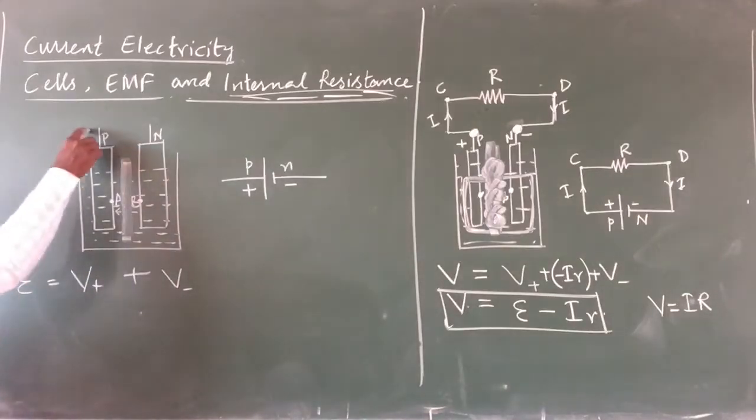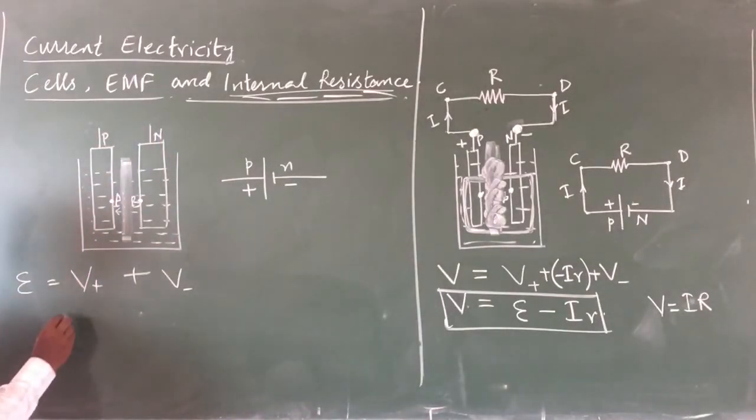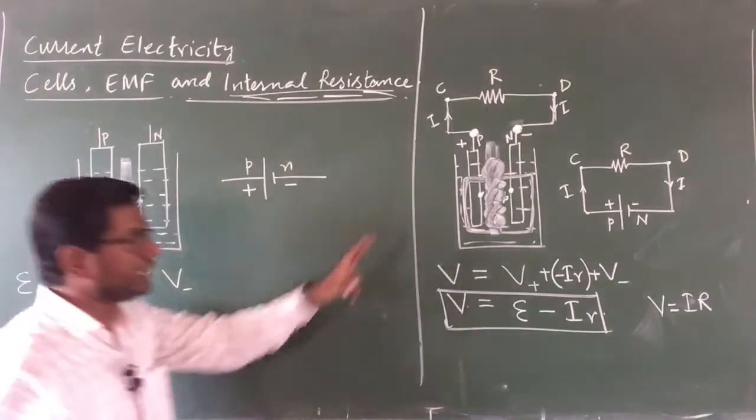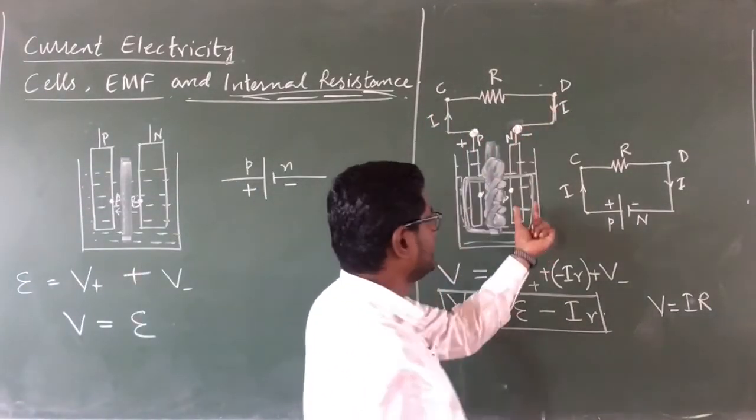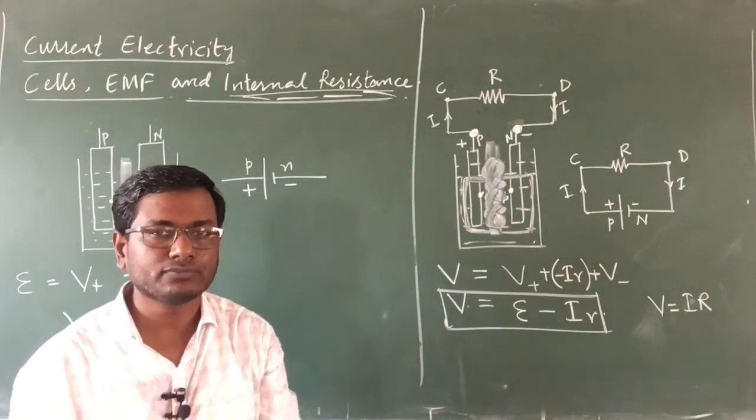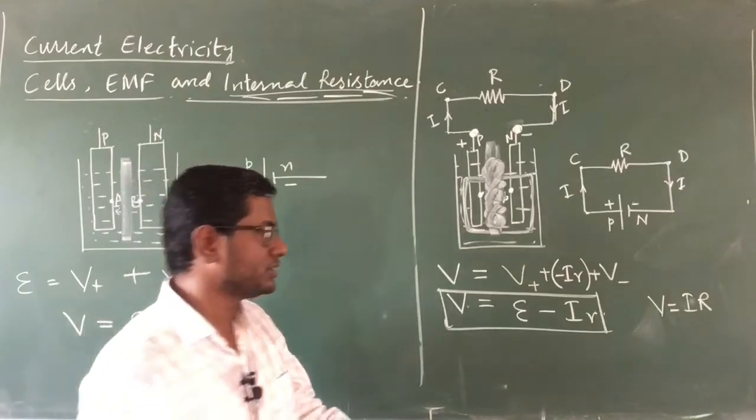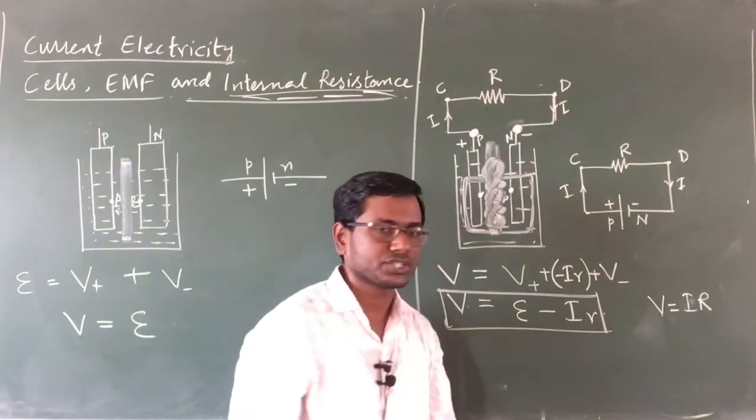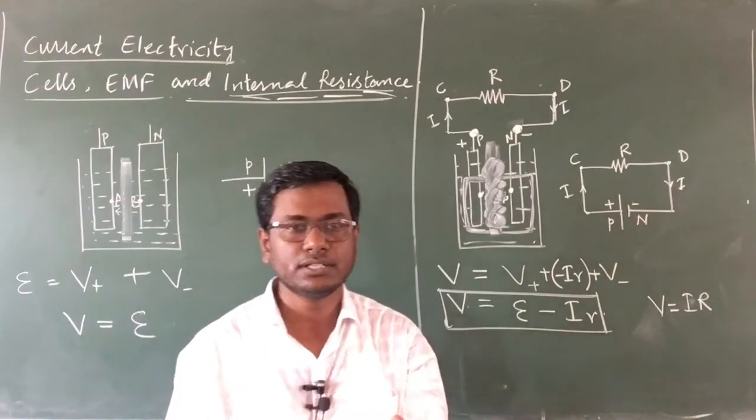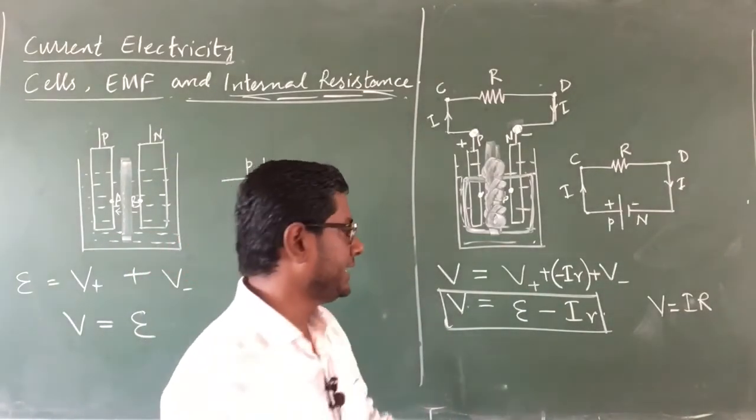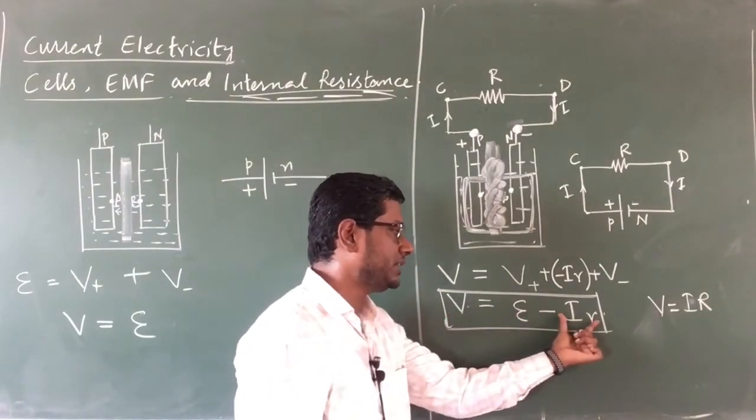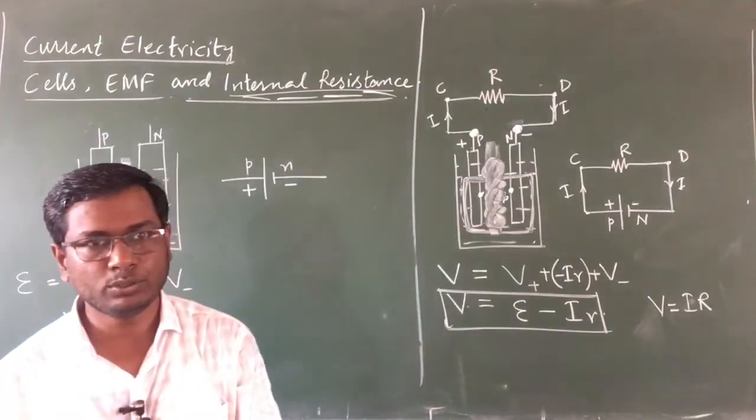If I want to calculate the terminal potential difference here, it will be V equal to epsilon directly. But when the current flows, the ions will move. There will be some opposition to the movement of those ions, and those ions are going to offer that small resistance, and that is going to reduce the total value of the terminal potential, and it will be slightly less than this EMF, and that value is given by I into small letter r.